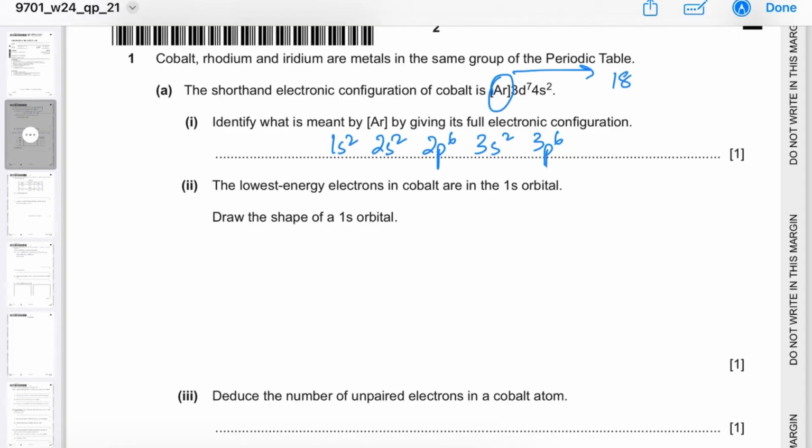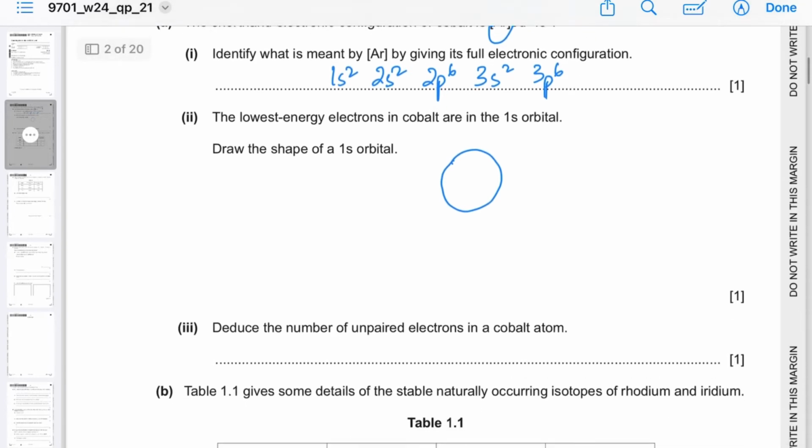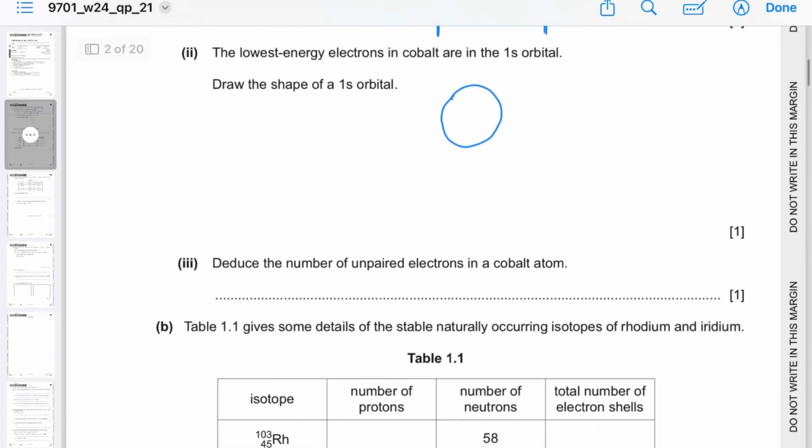The lowest energy electrons in cobalt are in the 1s orbital. Draw the shape of a 1s orbital. That will be a spherical shape. Part 3. Deduce the number of unpaired electrons in a cobalt atom.